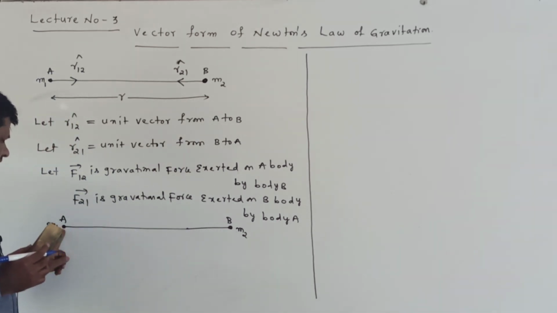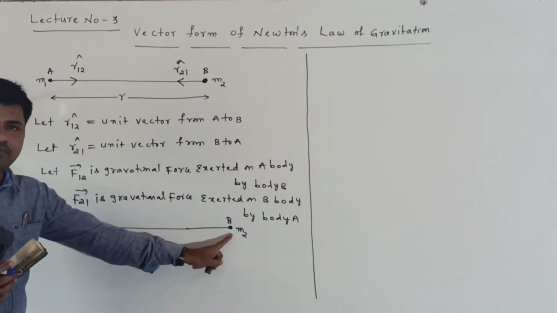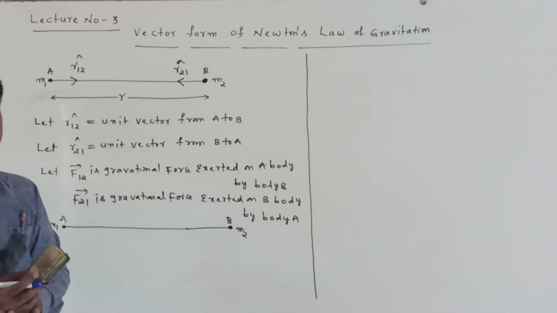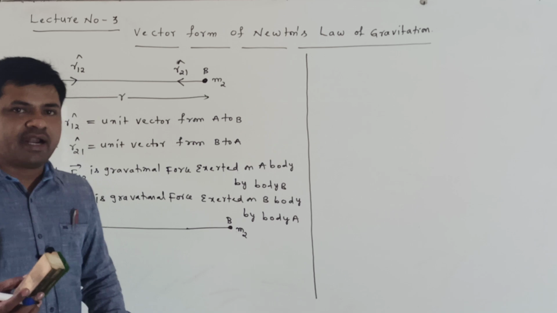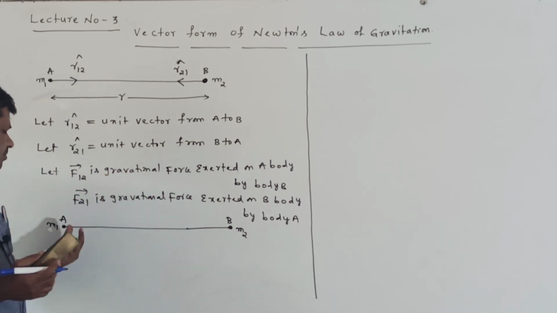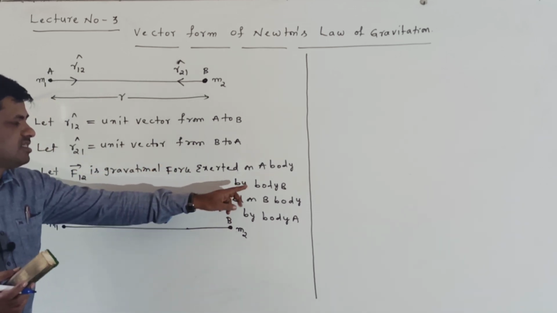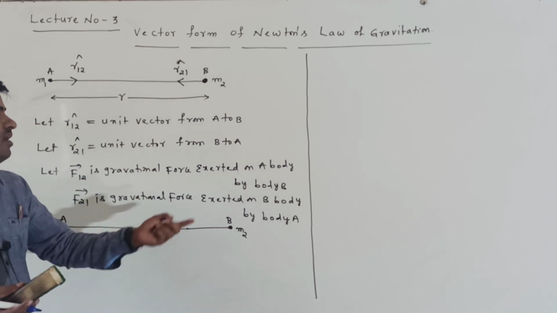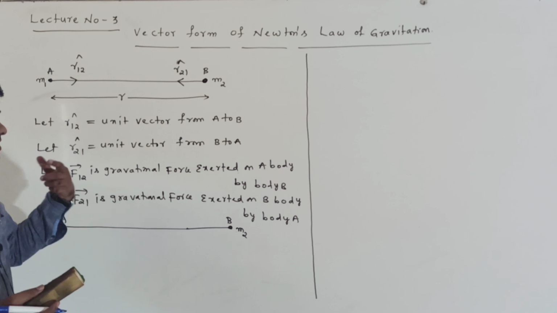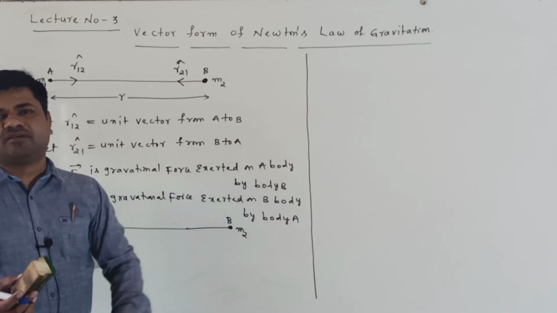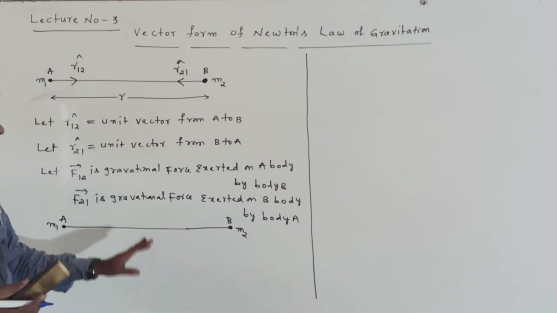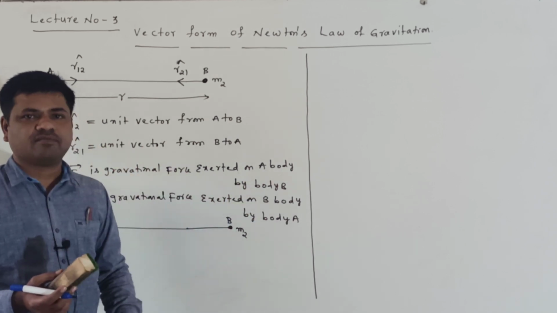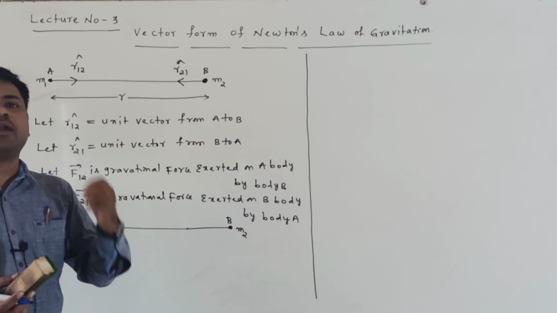Here the force is acting on the A body due to which body? B body. This means the B body is attracting the A body. Gravitational force is an attraction force. So on the A body, the force is acting due to the B body. Who is exerting the force? B body is exerting the force. So the B body is attracting the A body.